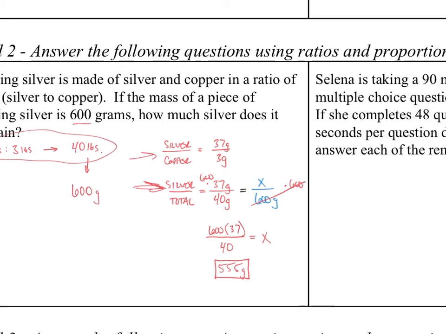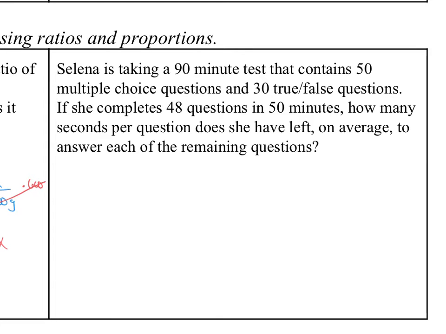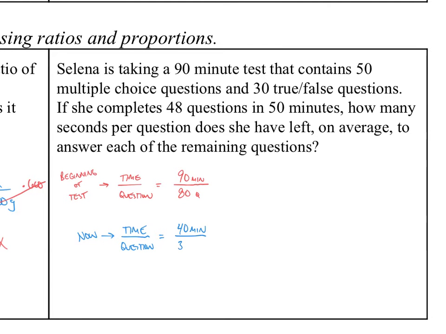All right, let's take a look at question 5. Selena is taking a 90-minute test that contains 50 multiple choice questions and 30 true or false questions. And I'm just going to stop there for a minute and write down all of that information in one ratio. But then she completes 48 of the questions, and it takes her 50 minutes to do that. So now it's 50 minutes later, and she only has 32 questions left to complete.